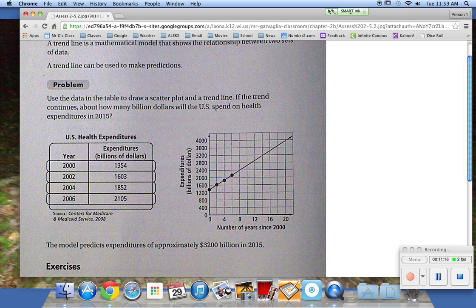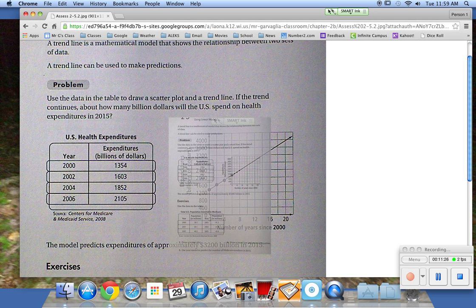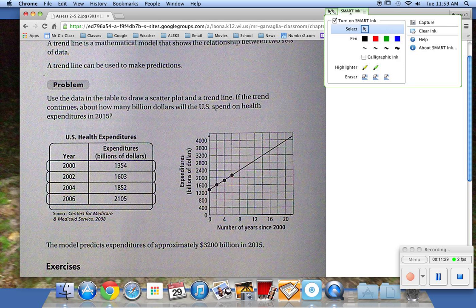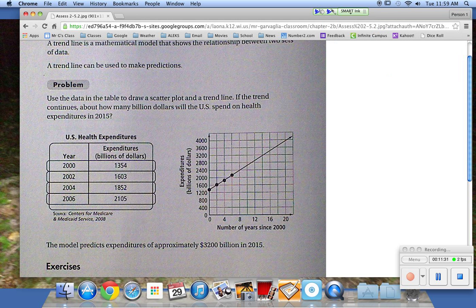2002 we had 1603, 2004 1852, 2006 2105. If we were to plot this out and draw our line here, we should be able to take a look out here, and they're saying out in 2015 is somewhere out here, right? It's wherever they got their dot. It would go up to here. Where would our expenditures be?